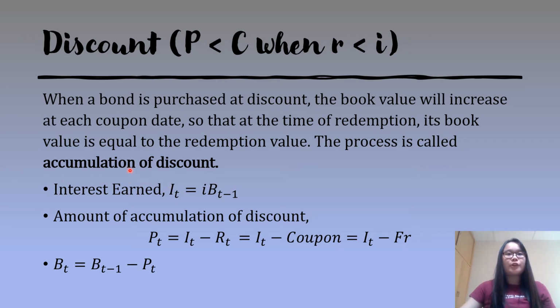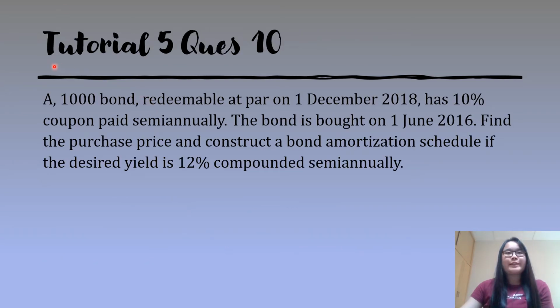The calculation of interest earned, IT, and BT is the same as the calculation for a premium bond. However, the calculation of the amount of accumulation of discount is different, as in this situation the yield rate is larger than the coupon rate. So PT will take IT minus RT. For discount bonds, we'll discuss the question in tutorial 5, question 10.